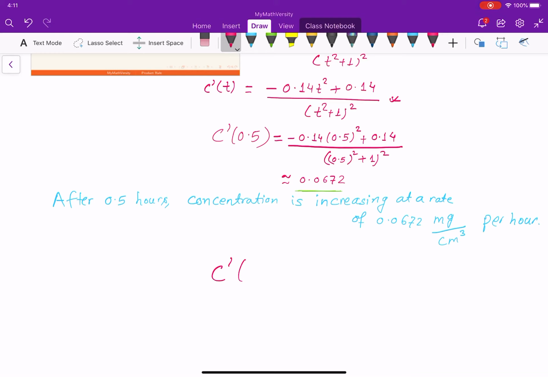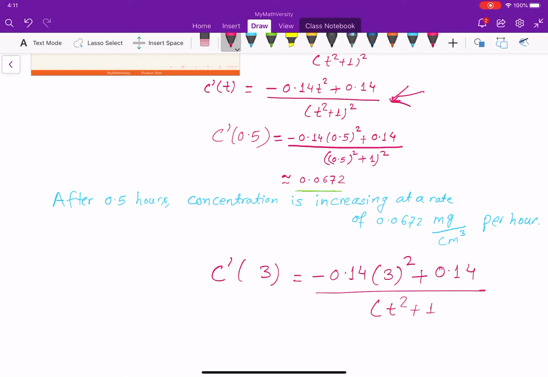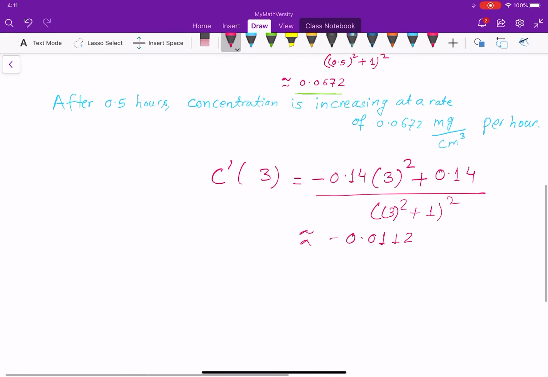In a similar way, we can find C prime of 3. If you follow in a similar way, we need to replace the t in C prime of t over here by 3, so we get 0.14 times the square of 3 plus 0.14. Everything underneath that will be t squared plus 1, so t is replaced by 3, so we have 3 squared plus 1, and take the square of that, and this is approximately equal to negative 0.0112.